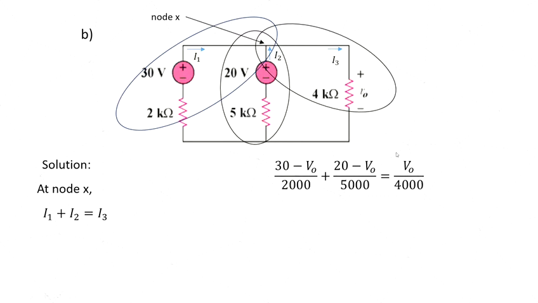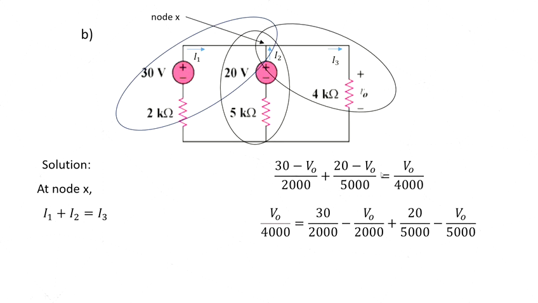Now that we have this equation, we just need to simplify it. And then finally, we will get our V0 equals 20 volt.